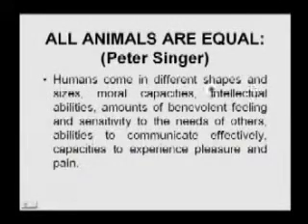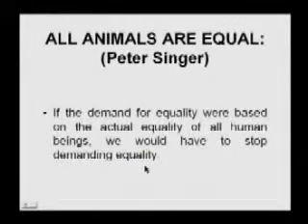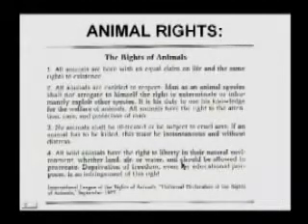Humans come in different shapes and sizes, moral capacities, intellectual abilities, amounts of benevolent feeling and sensitivity to the needs of others, abilities to communicate effectively, capacities to experience pleasure and pain. If the demand for equality were based on the actual equality of all human beings, we would have to stop demanding equality. So this sets the stage basically to claim that animals have rights.